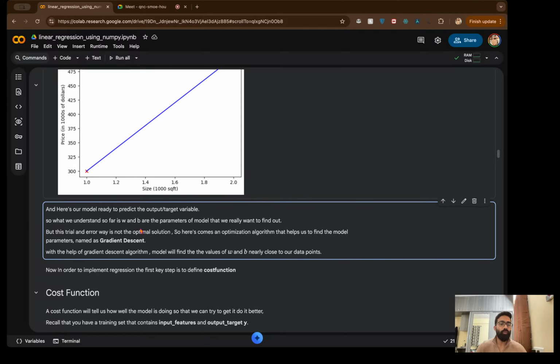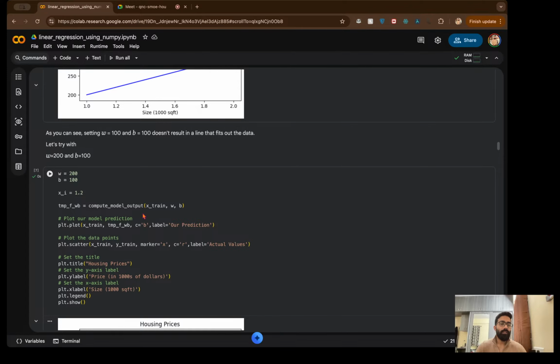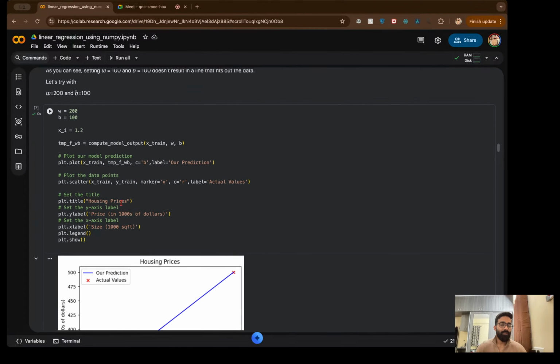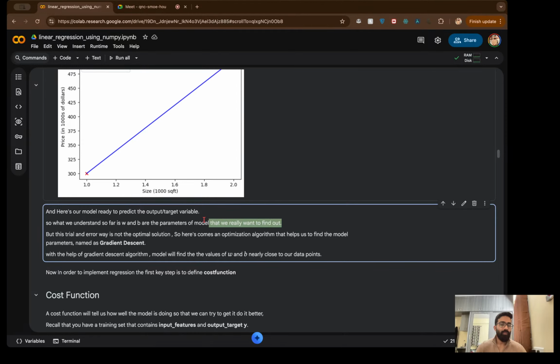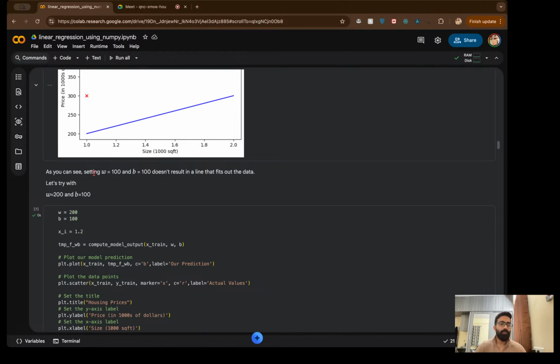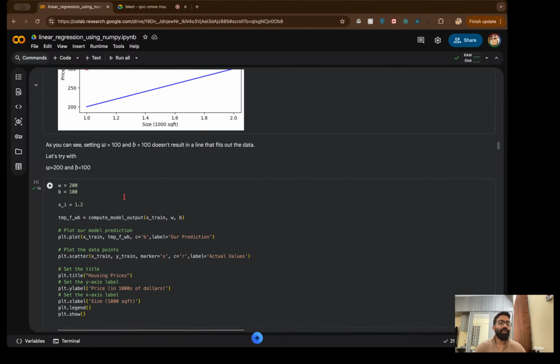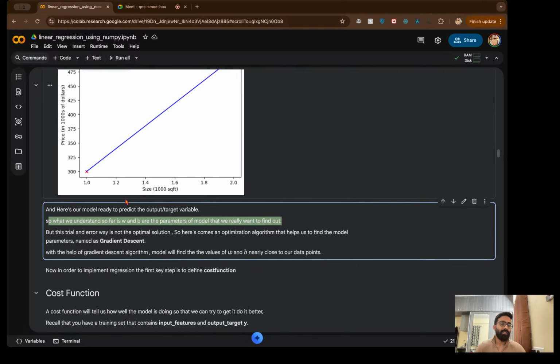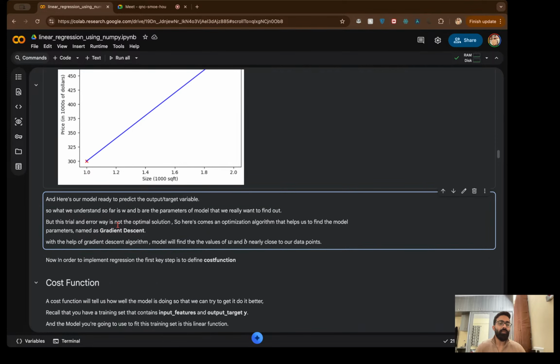So what we understand so far is W and B are the parameters of the model that we really want to find out. Correct, Simran? We want to find out the parameters. This is only two data points and I already know what the right value is, so that's why I was able to predict this. But this trial and error way is not an optimal solution, correct?